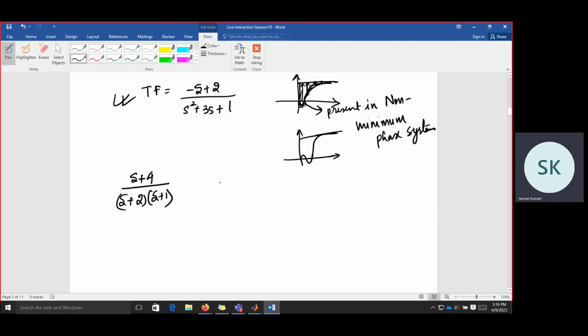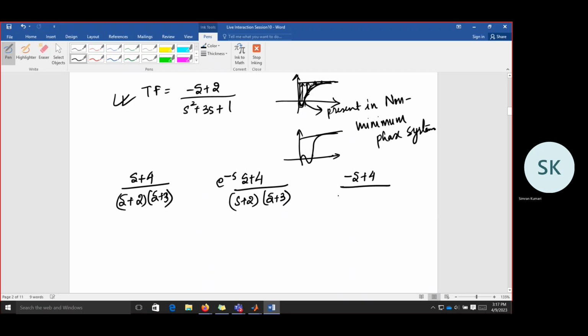And there is another system in which we have some delay. So this is tau. And we have another system which has a zero in the right half plane, so minus s plus 4. So we'll just see the behavior of this system.